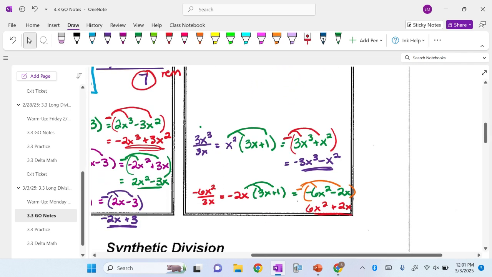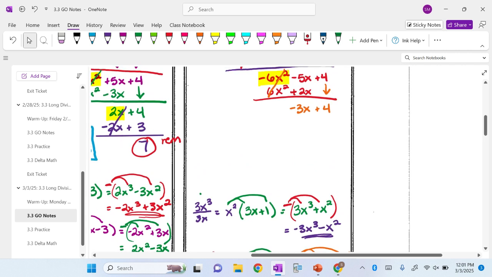So just to see the bottom part, I did negative 6x squared divided by 3x. That gave me negative 2x. Multiplied it by my polynomial. So that would give me negative 6x squared minus 2x. Made sure I multiplied it by the negative so I get the subtraction form of it. And then combine like terms up top to give me my new starting point.